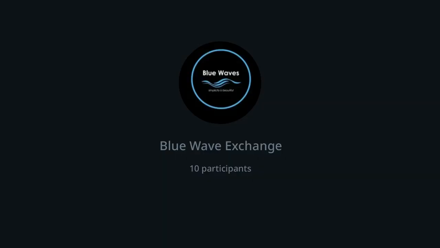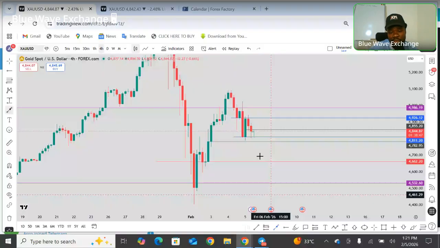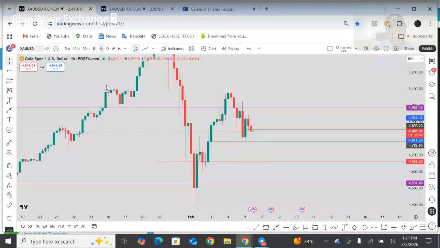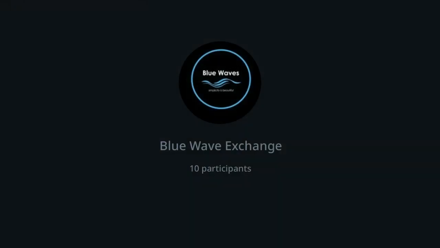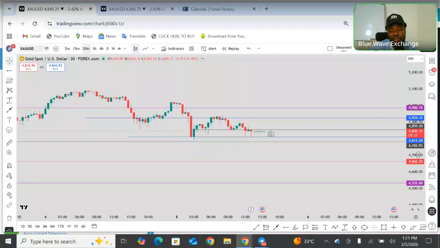Okay, because all the time frames are pointing down. Looking at H4, the H4 time frame is pointing down. Moving to the H1 time frame, the H1 time frame is also pointing down. The M30 time frame too is also a downtrend. So all the time frames are pointing down.